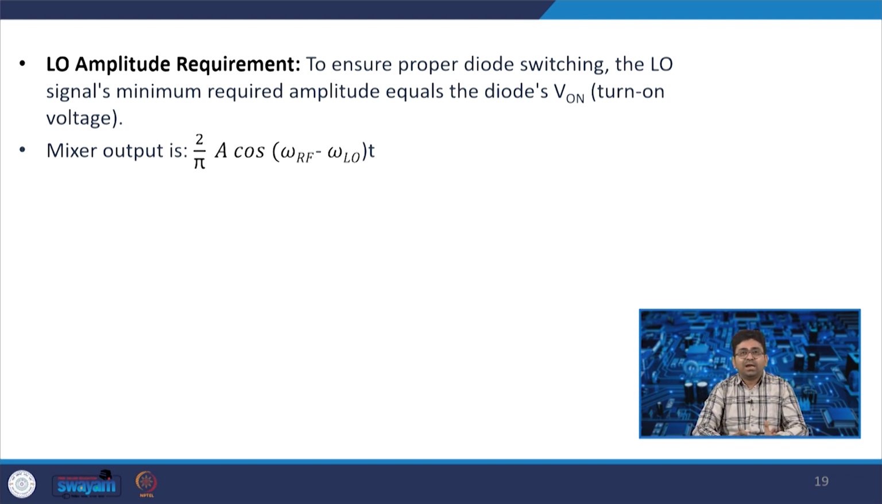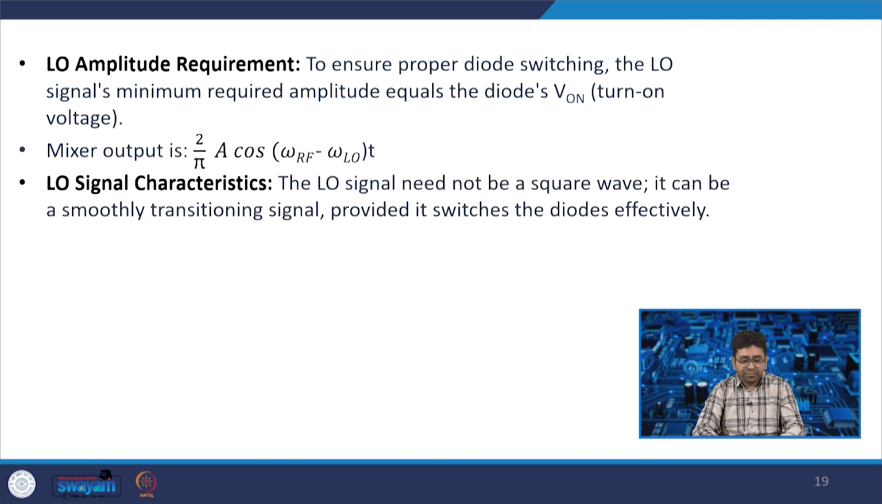If you consider the up conversion, it is A cos (omega_RF plus omega_LO) t. The LO signal need not always be a square wave; it can be a smoothly transitioning signal, provided it switches the diode effectively. If so, you can use it as the LO signal, and in most cases it is a sine wave instead of a square wave, because at high frequency a square wave tends toward a sine wave. That is why we can consider it as a sine wave also.